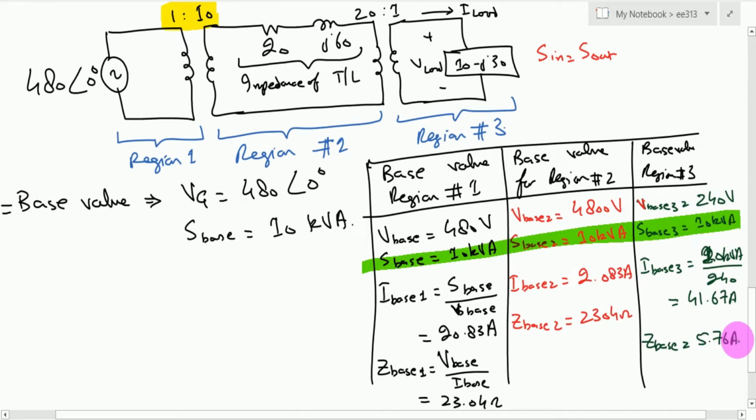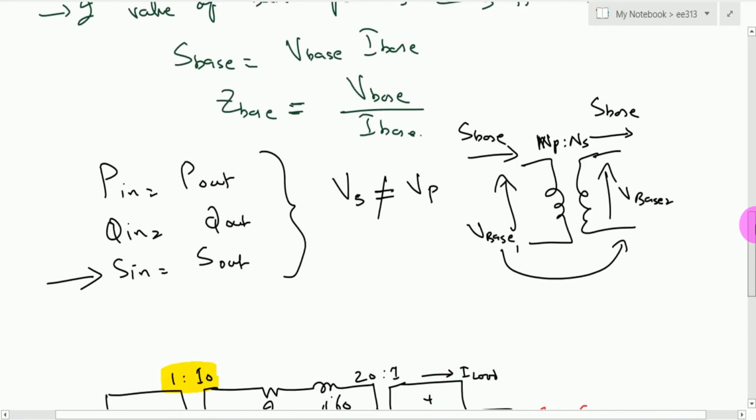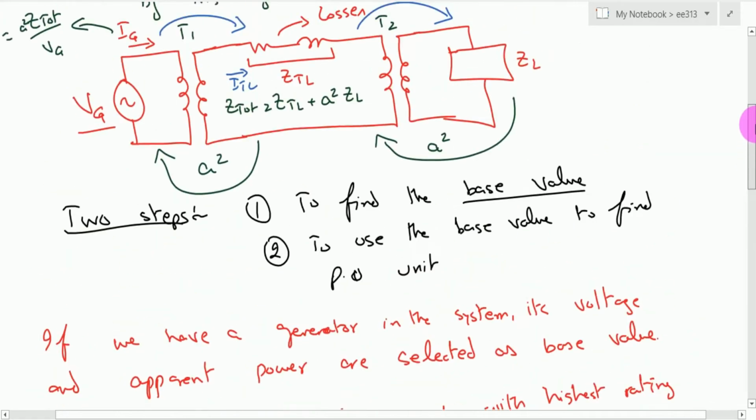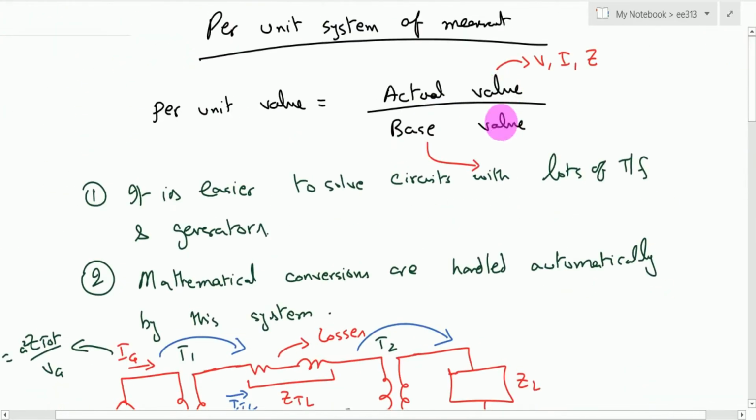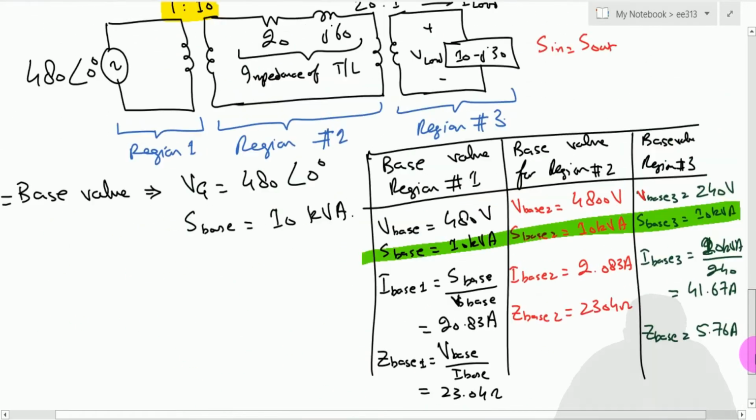So now that we have calculated the base values for all the regions, we have calculated the impedance base value for region 1, region 2 and region 3, and also we have calculated the current values and the voltage value for all the regions. So now we can shift this whole diagram into a per unit system. Remember that for a per unit value, we have earlier seen that the per unit value is equal to the actual value divided by the base value, right? So let us convert this particular transmission system into a per unit value.